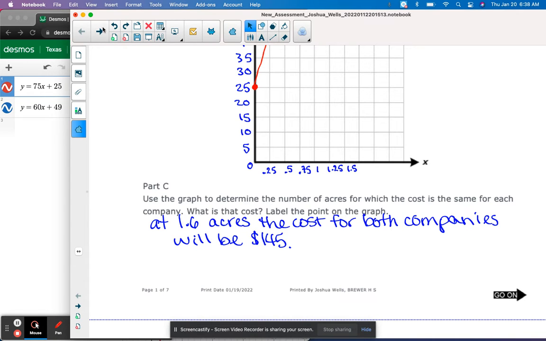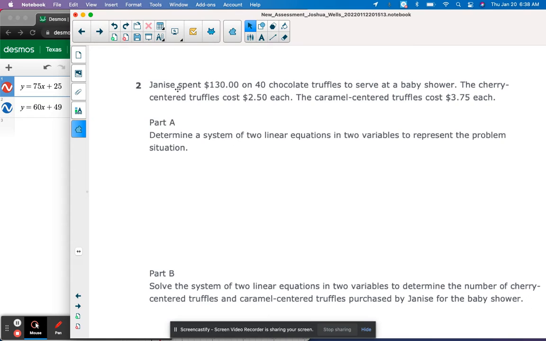All right, so let's go ahead and look at question number 2. For this one, we also have another multi-part question. It says Janice spent $130 on 40 chocolate truffles to serve at a baby shower. The cherry center truffles cost $2.50 each, and the caramel centered ones cost $3.75 each. We need to determine two linear equations in two variables to represent the problem situation.